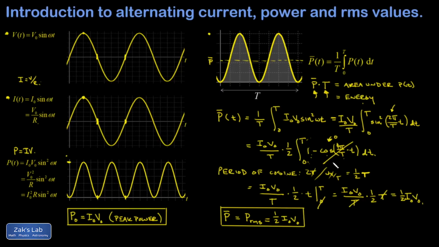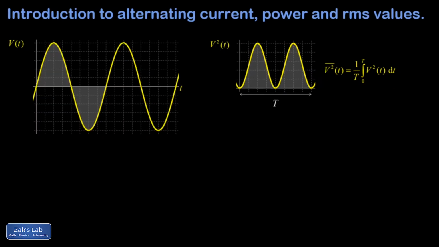One more thing I'd like to point out before we move to the next slide is that the value of this integral turned out to be 1/2 T. And it's not the last time we're going to use it in this video, so let's just make a mental note of that. When I integrate the square of sine omega t over 1 period, I end up with 1/2 times T.